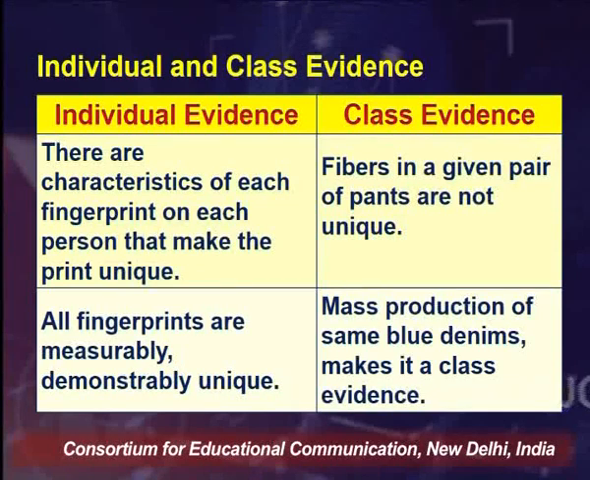In individual evidence, there are characteristics of each fingerprint on each person that make the print unique. Whereas, as we spoke about the blue denim of the suspect, the fibers in a given pair of pants are not unique, as the mass production of the same blue denims makes it a class evidence. Whereas all fingerprints are measurably and demonstrably unique, so that makes it an individual evidence.